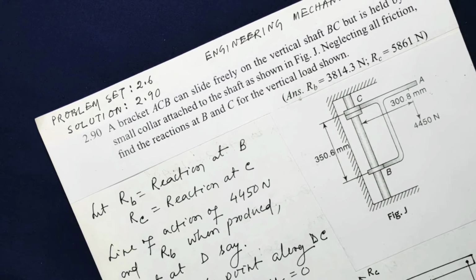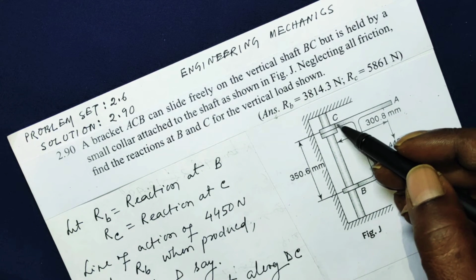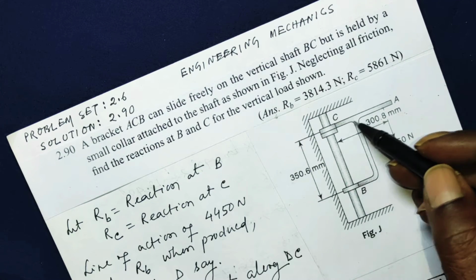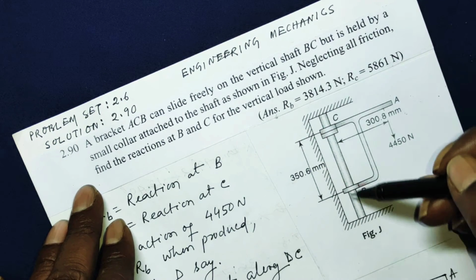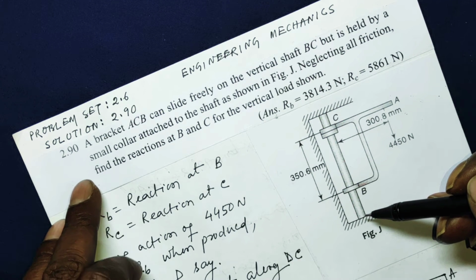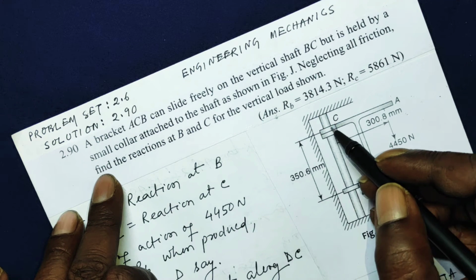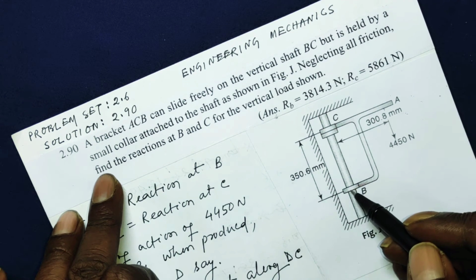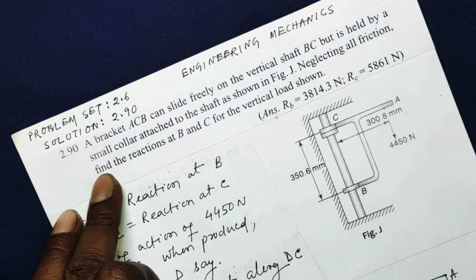Now look, a bracket ACB. This is a bracket. It can slide freely on a vertical shaft BC, but it is held by a small collar attached to the shaft. This is a small collar attached to the end C. This is a small collar attached to the end B. So it is holding it and it is not sliding down. There is no friction also.